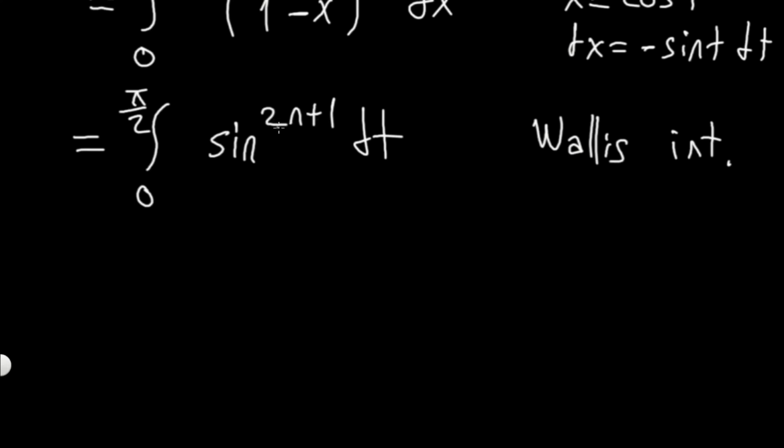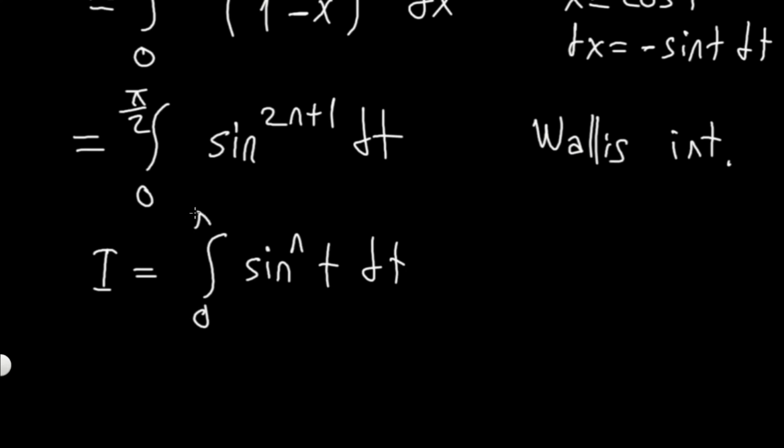So instead of just solving for the power of 2n plus 1, I will just show you the recurrence relation for I when it's just power n. Okay, and then we can just put n plus 1. So we're solving for the general case: the integral of sine^n t dt. Let's solve this one from 0 to pi over 2.